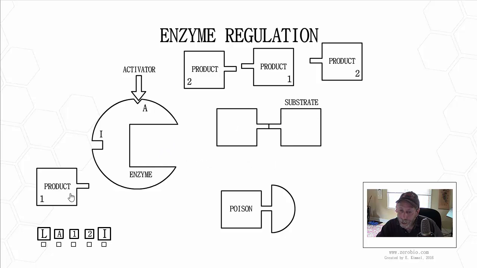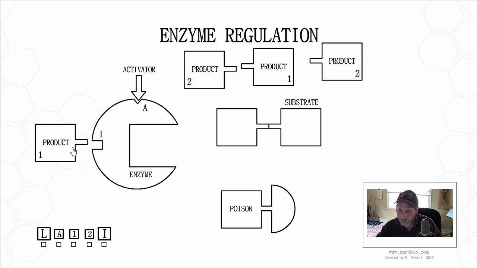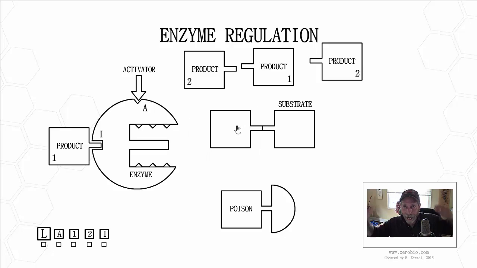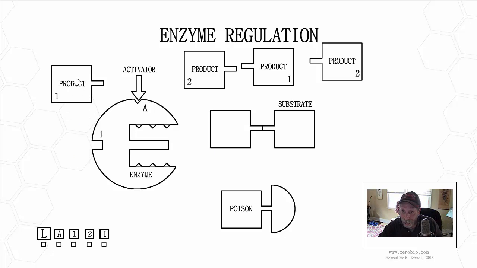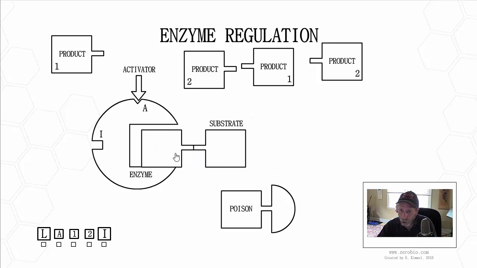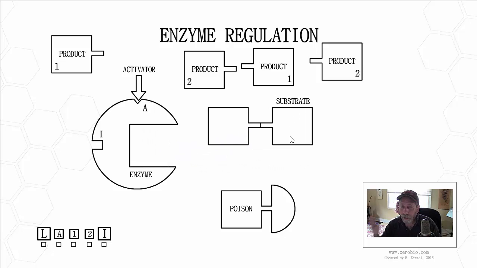And again, as product builds up, another way you can shut down the enzyme is to have it come back, bind to the allosteric inhibition site, and block the substrate from getting in there. As the product is depleted or used up, there's less product to allosterically inhibit the enzyme, and therefore more substrate can get in. So that's really three ways that you can regulate enzymes.